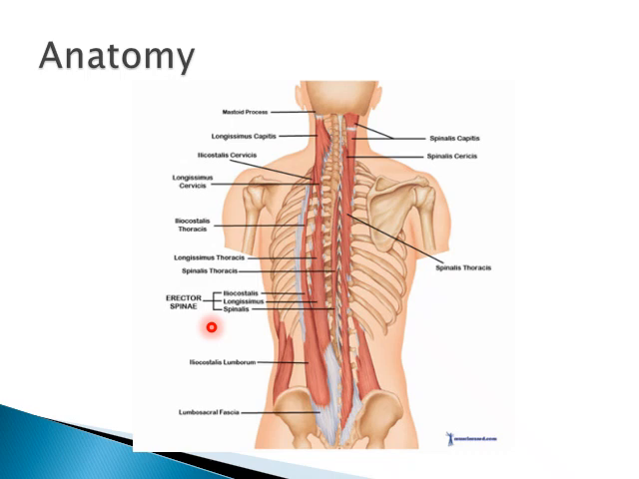The erector spinae consists of the iliocostalis muscles, the longissimus muscles, and the spinalis muscles. The way they're organized, the iliocostalis muscles are located the most laterally compared to the spine, and then going in, you have your iliocostalis muscles here, your longissimus muscles, and then your spinalis muscles.